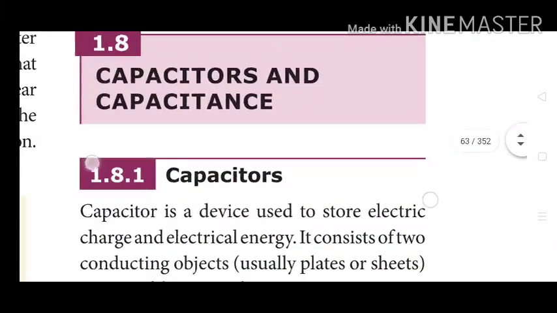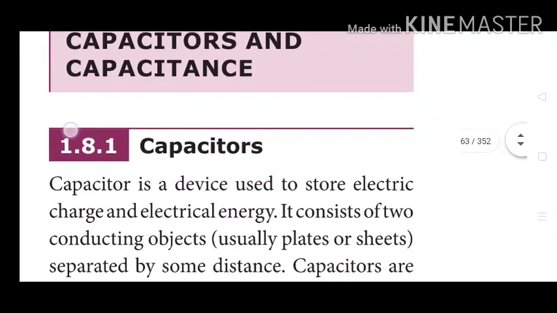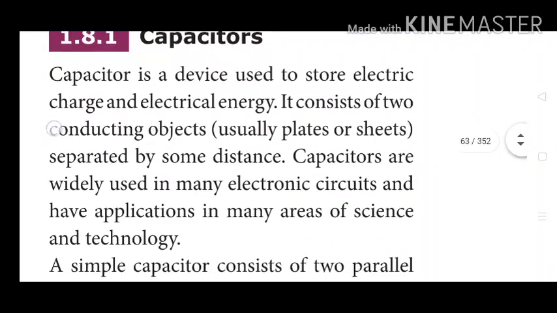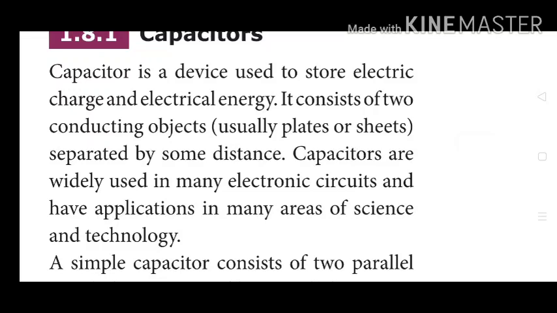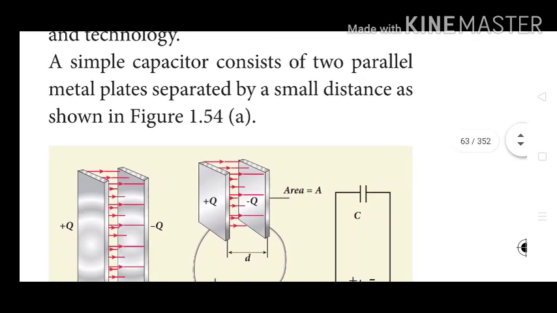Very important: 3 mark question and 2 mark question. Very important concepts. Capacitors, 1.8.1. A capacitor is a device used to store electric charge and electrical energy. It consists of two conducting objects, usually plates or sheets, separated by some distance. Capacitors are widely used in many electronic circuits and have applications in many areas of technology.